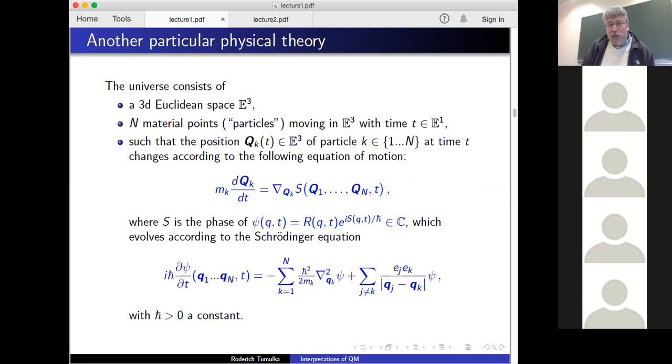wave function. So the wave function is a complex valued function, and I'm not sure, can you see my pointer here, my arrow?